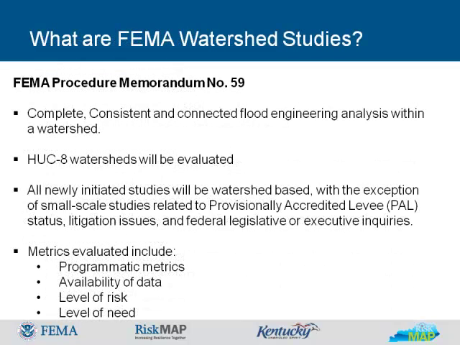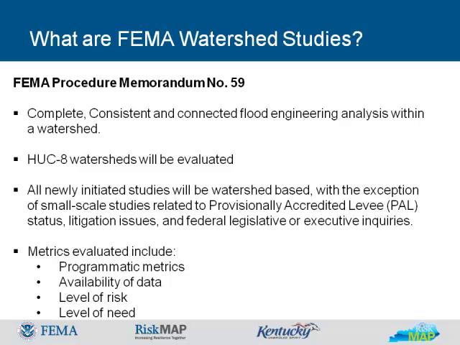FEMA outlined in Procedure Memorandum No. 59 the policies and procedures for FEMA watershed studies. These policies include complete, consistent, and connected flood engineering analysis within a watershed, evaluation on a HUC 8 watershed basis. Newly initiated studies will be watershed-based, and the factors to evaluate include programmatic metrics, the current availability of data, the level of risk, and the level of need.